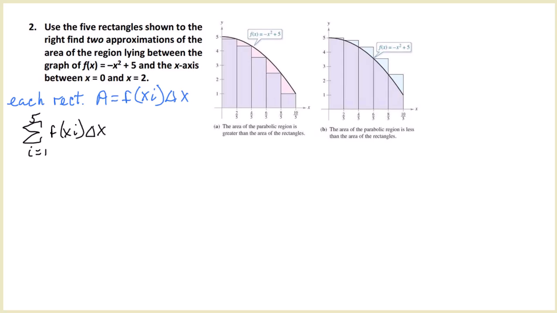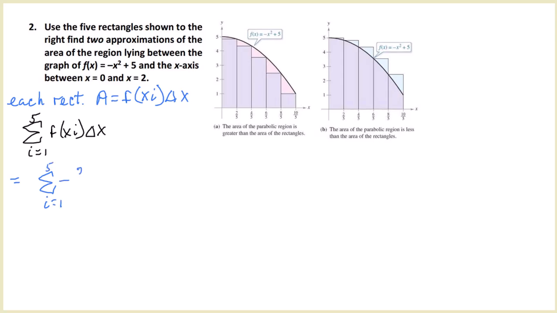Now look what's going on. This says, find out what f of each little subpart, each little rectangular base, is. Find f for that x sub i, and then multiply it times delta x. That's going to be the area of a rectangle.